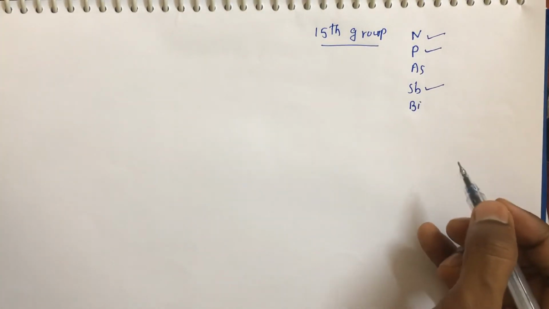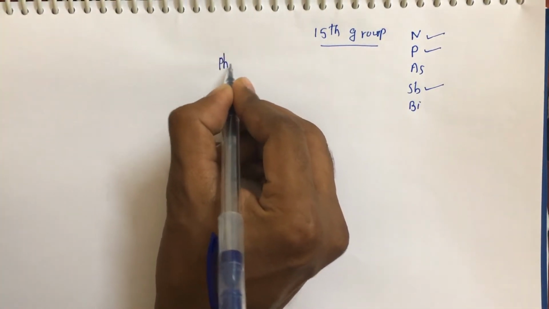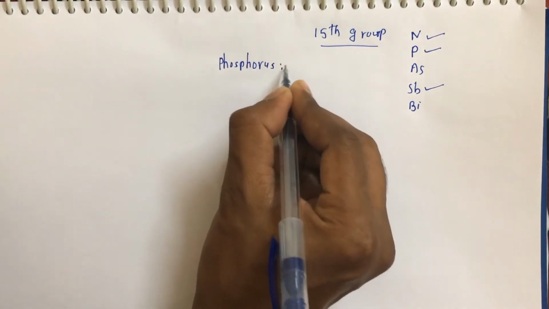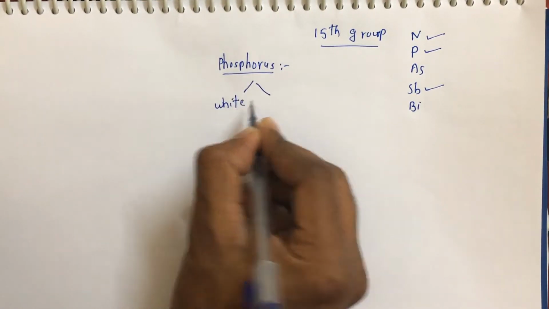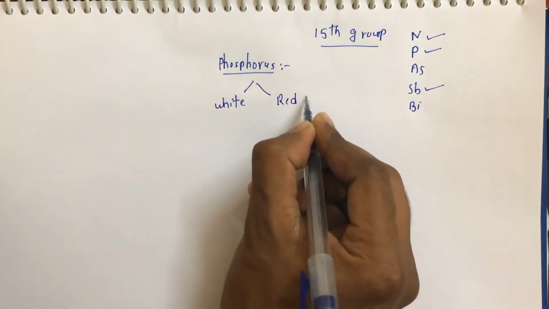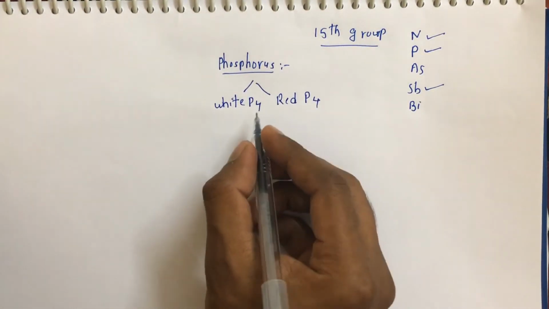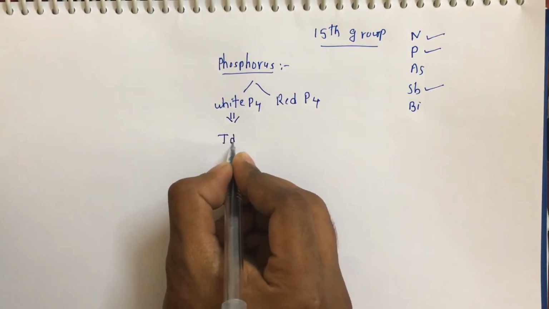Questions will be framed on these three elements. So first we'll talk about phosphorus. It exists in two forms, white phosphorus and red phosphorus. We can say white P4 and red P4. And here we'll talk about white P4. It has a tetrahedral shape.